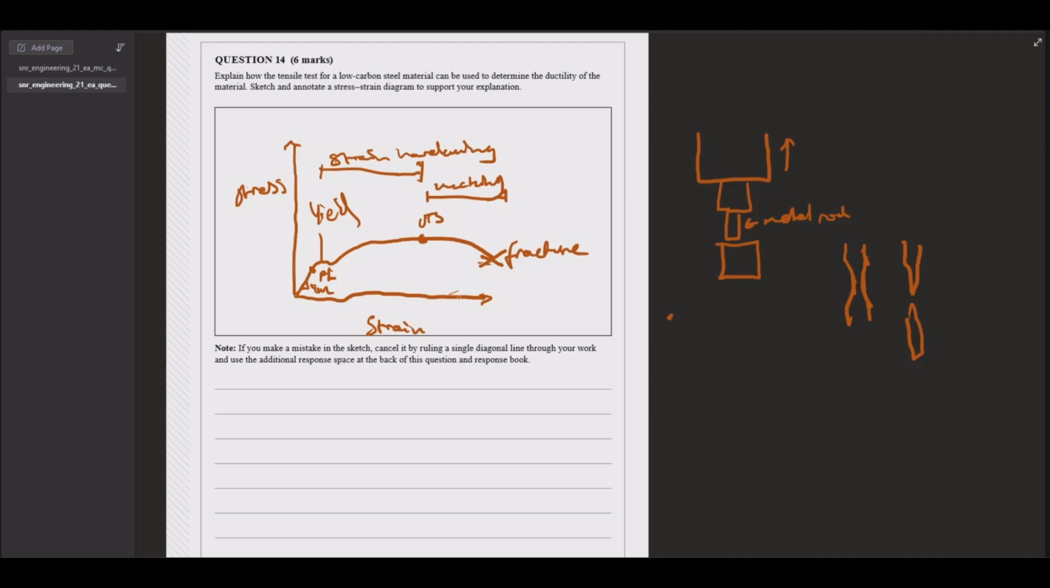So the question is asking, how can the tensile test for a low carbon steel material be used to determine the ductility? So again, we're seeing that QCAA is giving marks out for something that they're not actually asking for in the question.